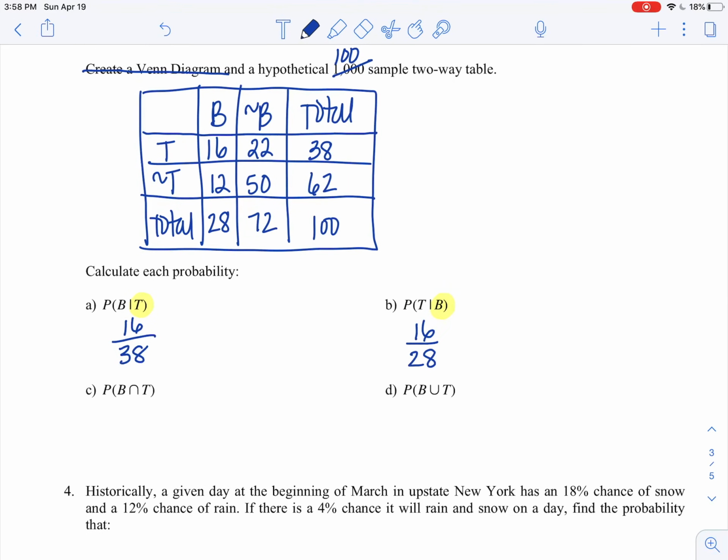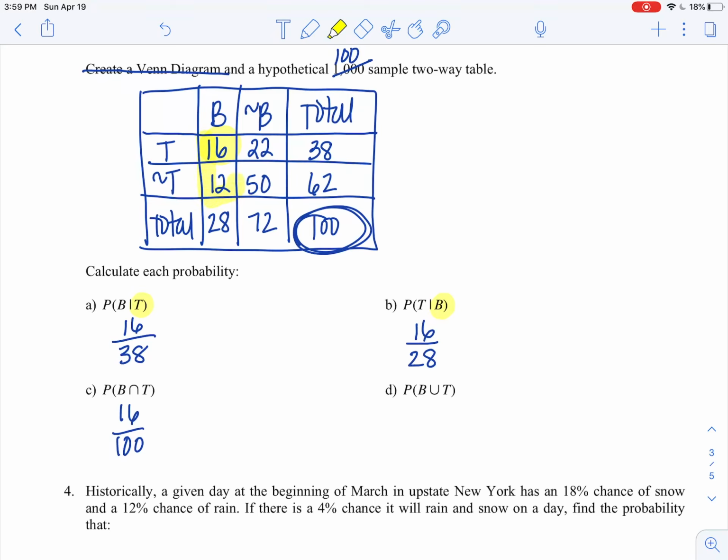This one says, what's the chances that I need brake pads and transmission fluid? So notice how these are no longer given probabilities. This means that your probabilities now go back to being out of 100. You're not focusing on a specific row or column. So B and T, things that satisfy both B and T, that would be 16 out of 100.